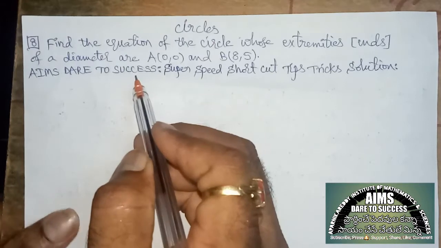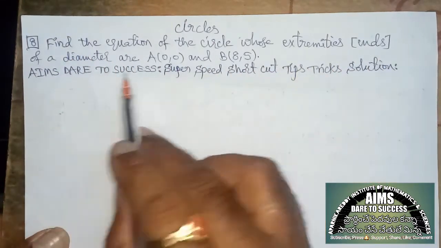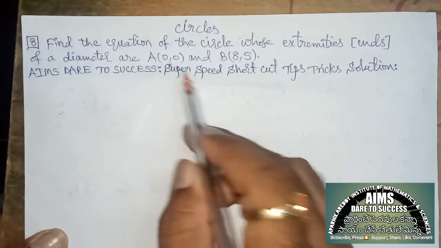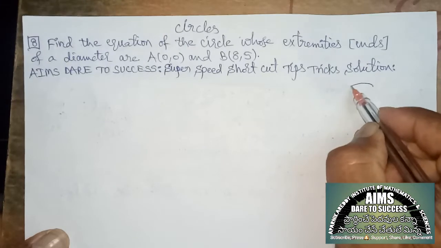Next, same model, one more question, my dear students. Find the equation of the circle whose ends of a diameter are A (0, 0) and B (8, 5).